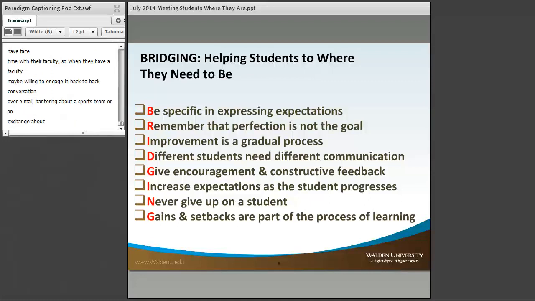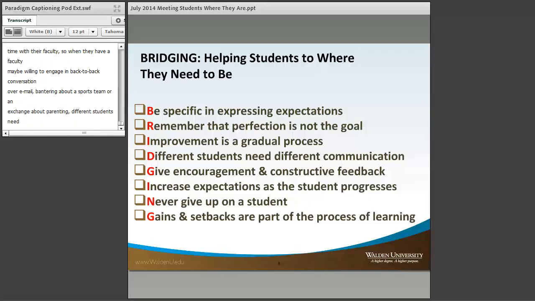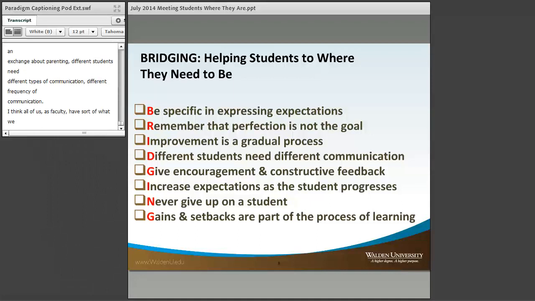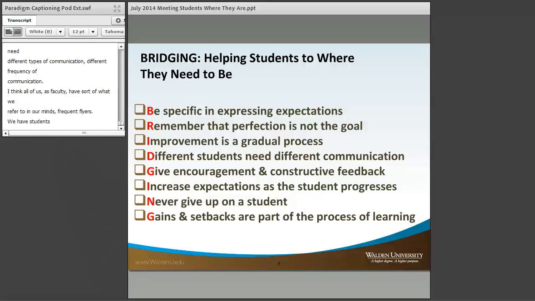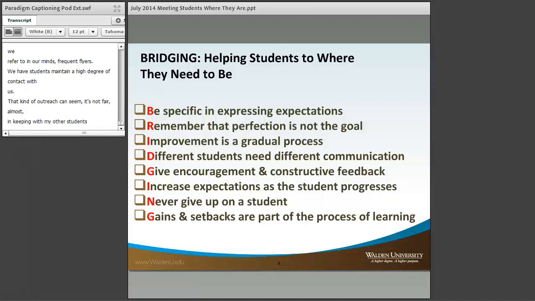Different students need different types of communication, different frequency of communication. I think all of us as faculty have what we refer to in our minds as our frequent flyers. I know in the Writing Center we would have students who really maintained a high degree of contact with us. That kind of outreach can seem not quite fair in keeping with my other students who also deserve my full attention and my help.